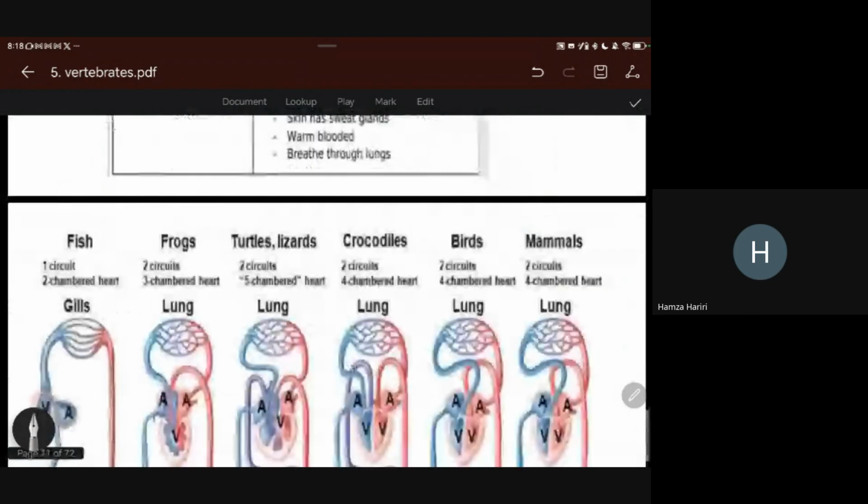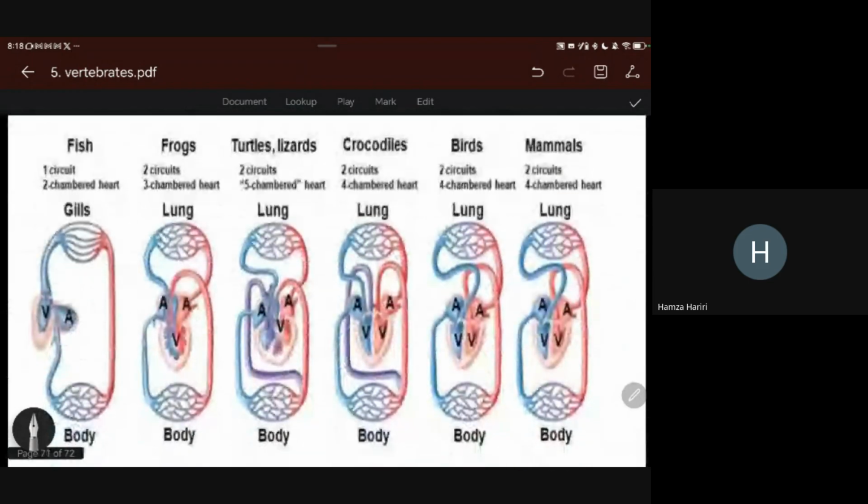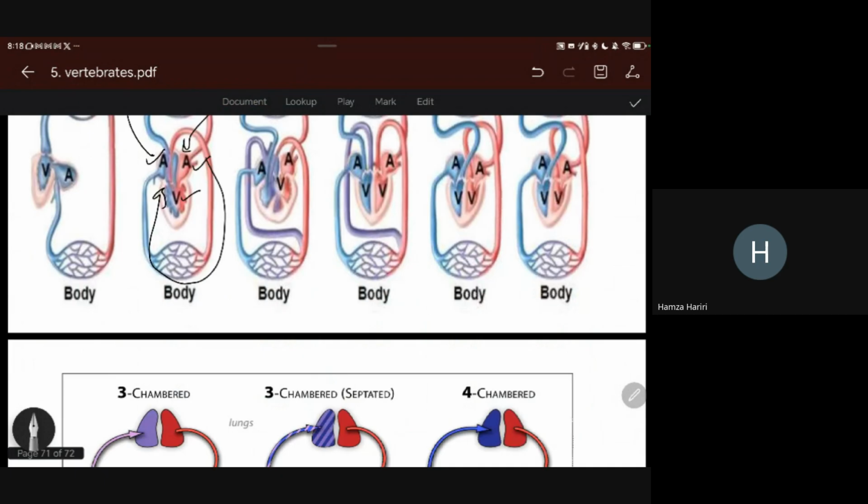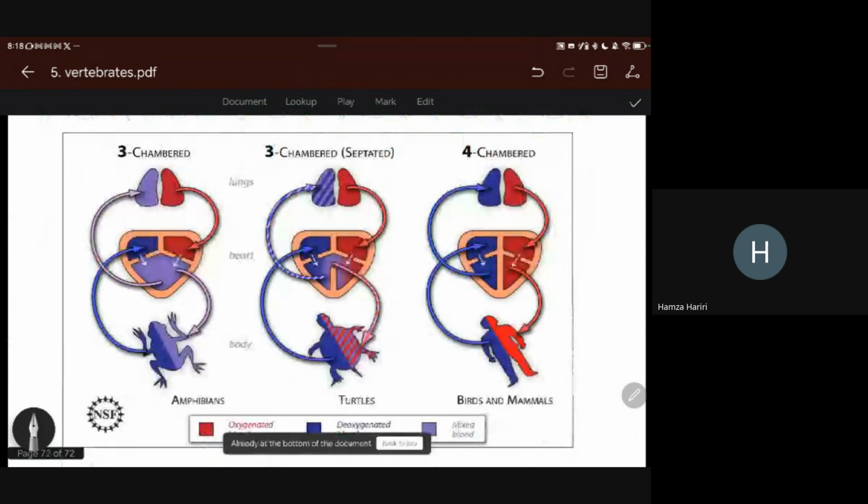This is just a table for what we've said, and here you can see the circulations that we've discussed. For example, we've mentioned that frogs have a three-chambered heart, as you can see here, 1, 2, and 3. It has 2 atria and 1 ventricle, and it has double circulation, which means the blood passes through the heart twice. And this is just another diagram for it.